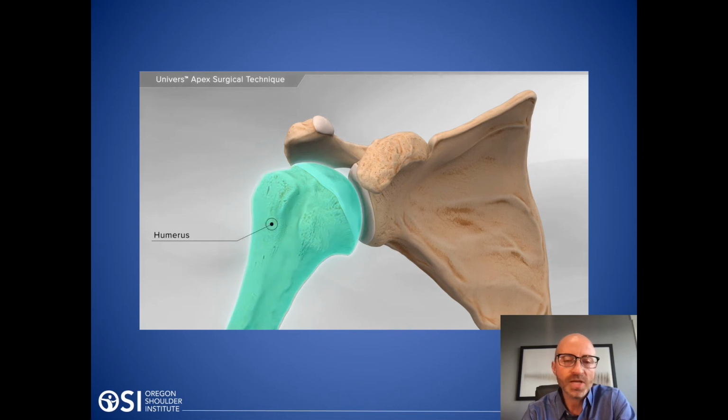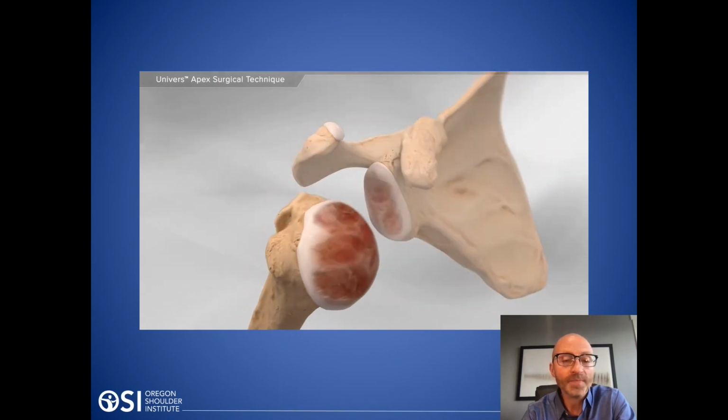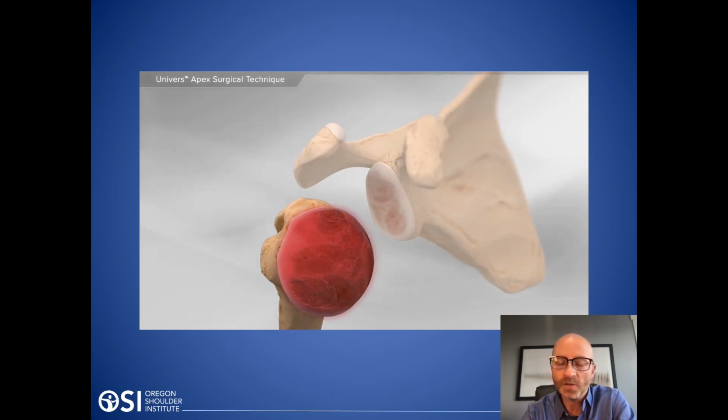so you have the humerus and the glenoid, and again the cartilage becomes diseased. That leads to joint space narrowing in the typical case of primary glenohumeral arthritis. So as you can imagine, the goal is to replace those surfaces only and to preserve the remaining bone.